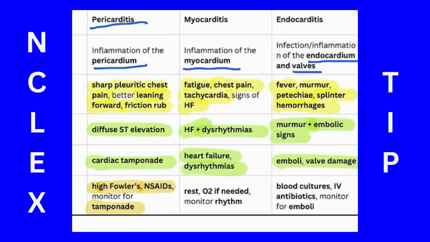Whereas in myocarditis, administration of oxygen is needed, allow the patient to rest, and monitor for rhythm. Whereas in endocarditis, you're going to have to make sure that there's blood culture, there's going to be antibiotics for use, and you have to monitor for embolism in that type of patient.